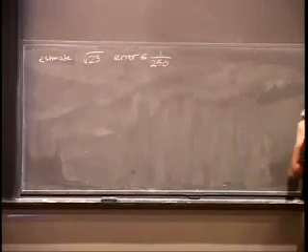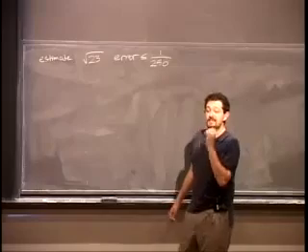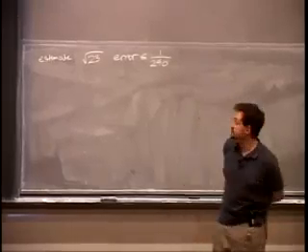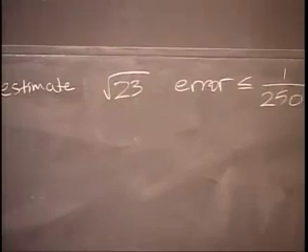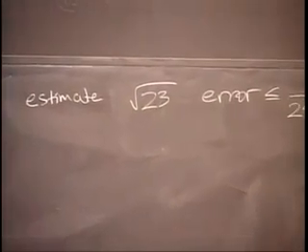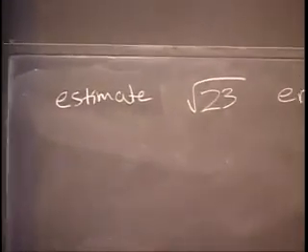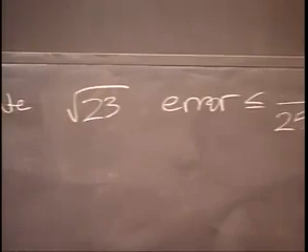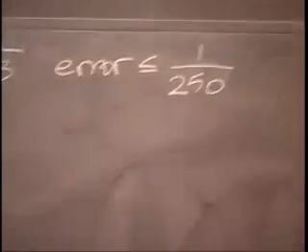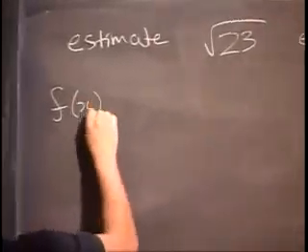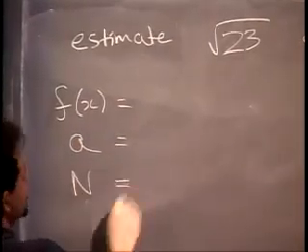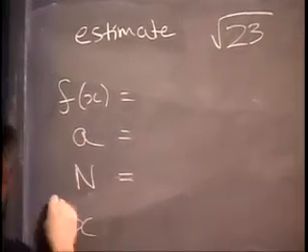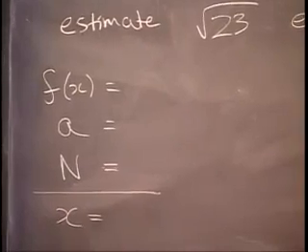Okay. That's the problem. It doesn't mention Taylor, doesn't mention anything. Still, you know estimation and approximation problems are going to involve Taylor series. And with Taylor series, there are 3 things you need to pick. You need to pick your f of x, you need to pick your a, and you need to pick your n. And actually, eventually, we're going to substitute for x as well.